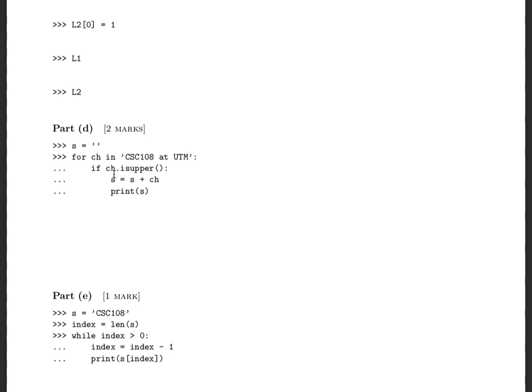Okay, so if I set S to the empty string, and I loop through some characters in CSC 108 at UTM, what is this going to return? What am I accumulating here? Well, we're accumulating on S, but what is S accumulating? Which ones? And we're accumulating to the end. So this should print out all of the uppercase characters without spaces. So this should print CSC UTM. Everyone agree?